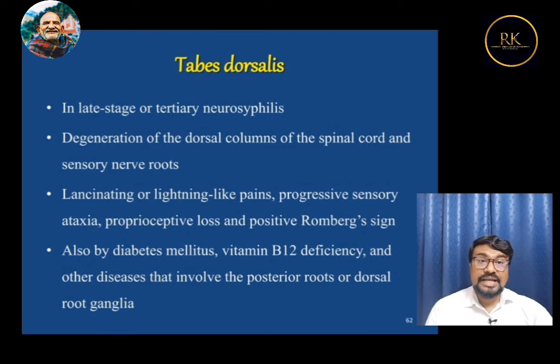Tabes dorsalis is seen with tertiary neurosyphilis. In this case, there is degeneration of posterior columns of the spinal cord and sensory nerve roots. This patient will present with lancinating or lightning night pains with progressive sensory ataxia, proprioception loss and positive Romberg sign. Other causes of tabes dorsalis include diabetes mellitus, vitamin B12 deficiency and other diseases that involve posterior roots and dorsal root ganglia.